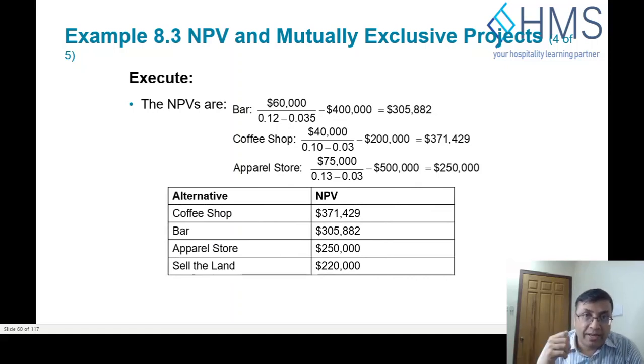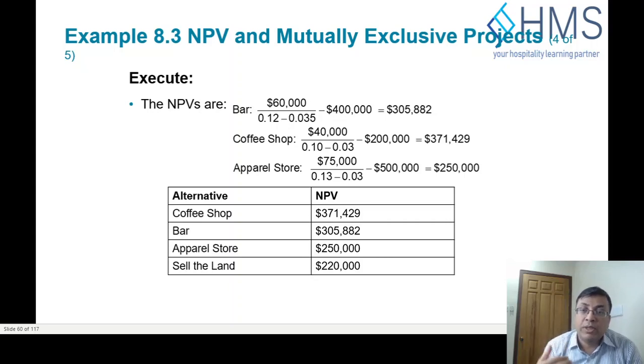So definitely selling the land is not a choice because you are getting only 220,000. Opening up the coffee shop is the highest option. However, the investment in the coffee shop is 400,000. So you need to see, do I have 400,000 or not? Or can I borrow the money at lower than 12%, which is the rate at which the present value is already giving us the higher value? If you don't have it, then you may not be able to choose that option.